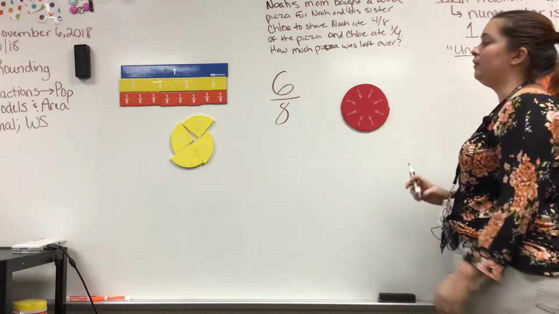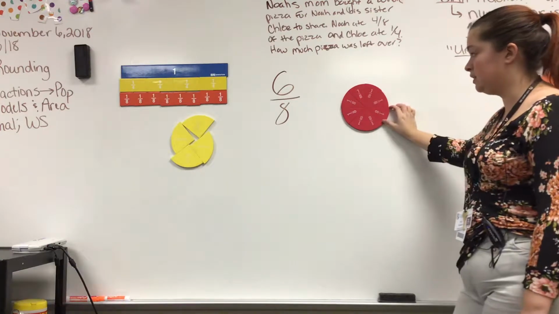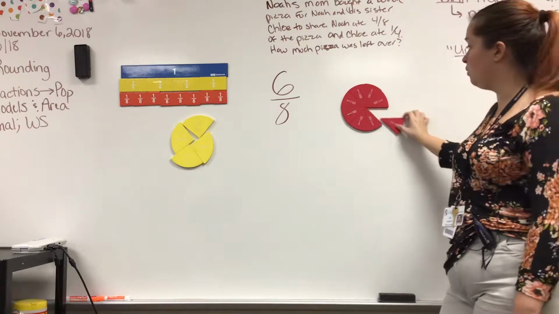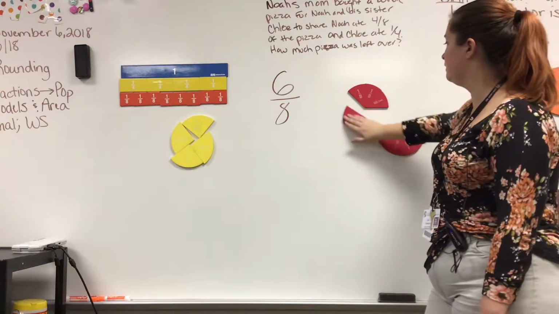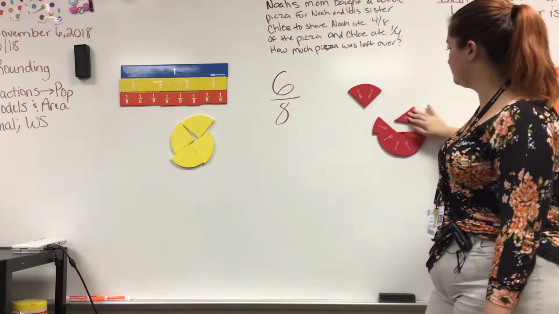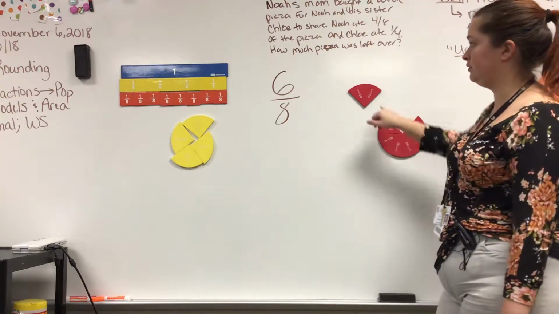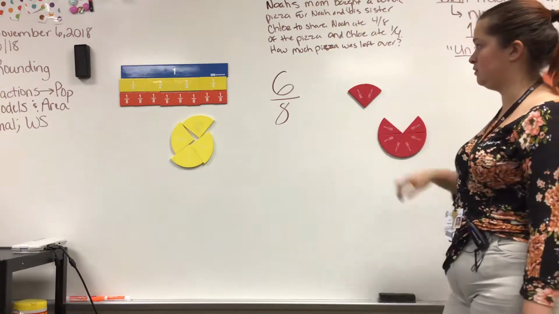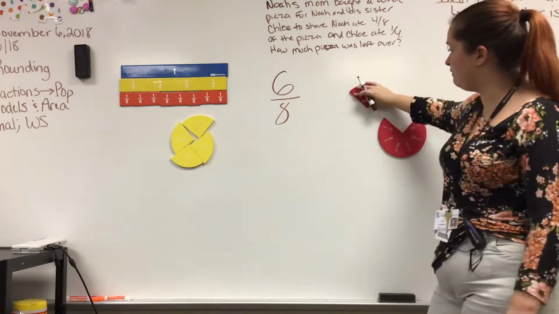We need to take away 6/8. So I'm going to take away 6 unit fractions. 1, 2, 3, 4, 5, 6. And it looks like we are left with 2/8. 1/8 plus 1/8 is 2/8. So the total left over we have is 2/8.